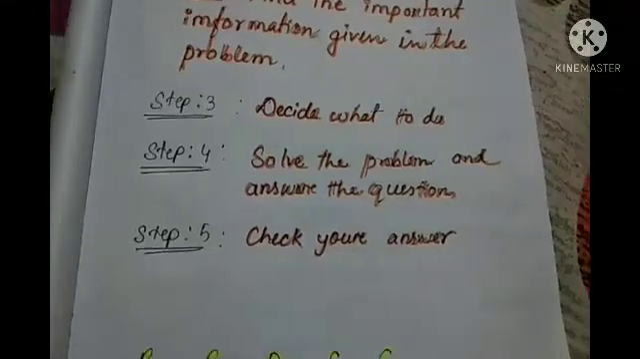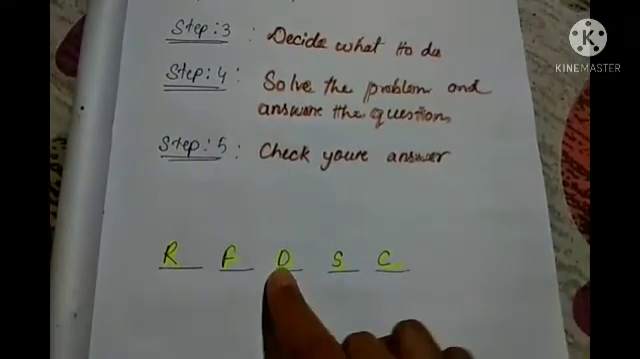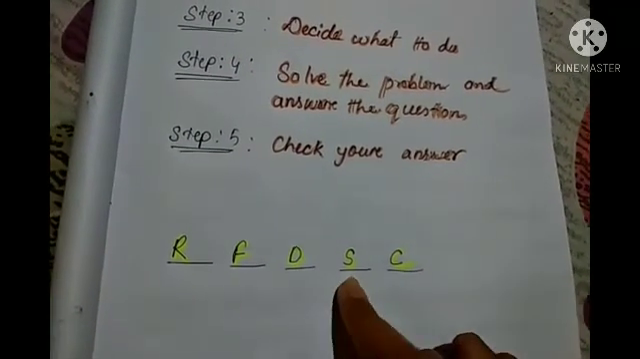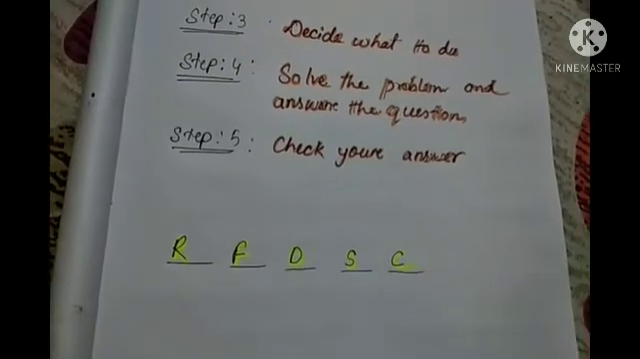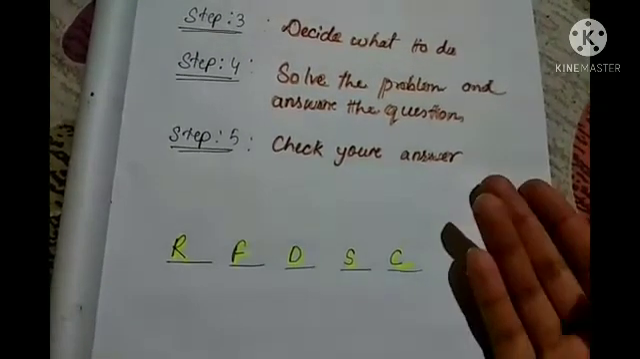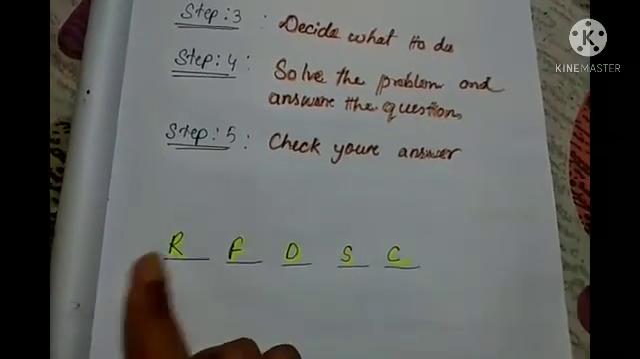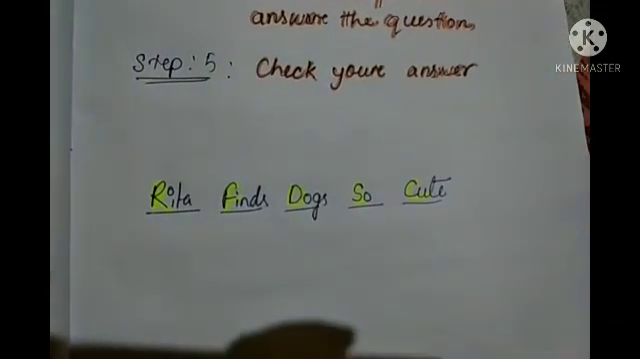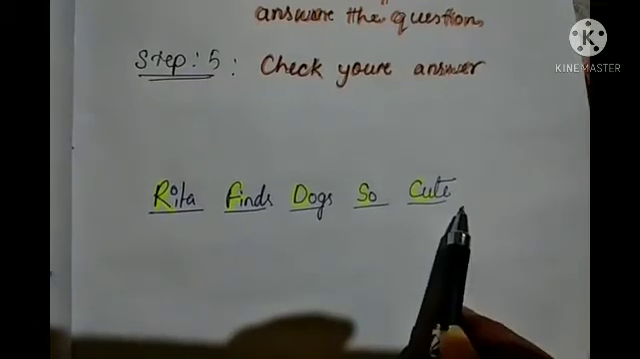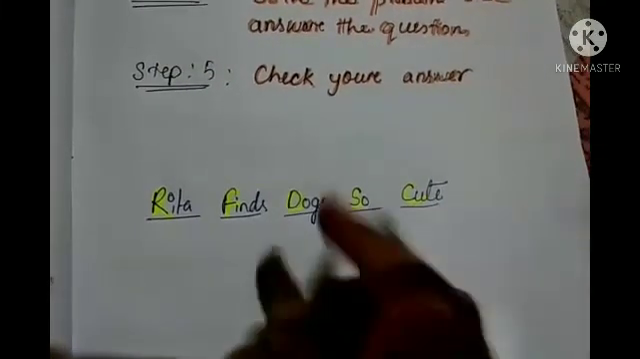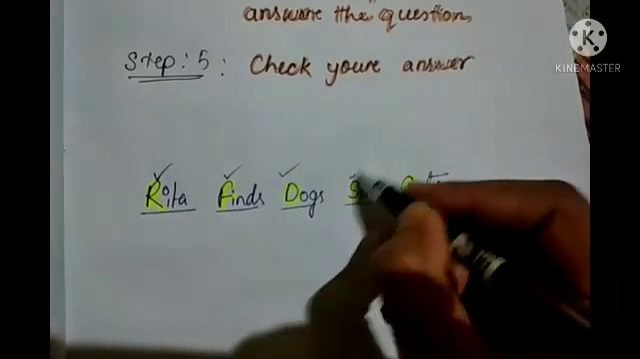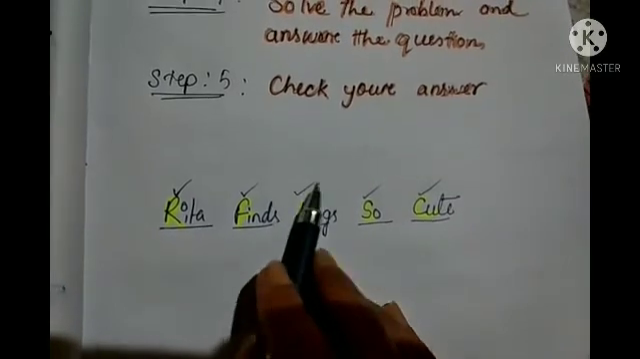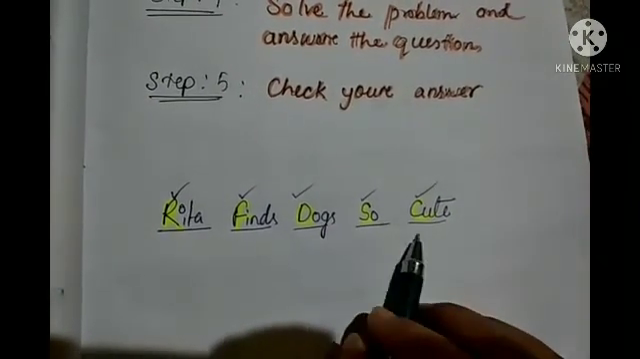Okay, so in short we can say this as RFDSC. That means read, find, decide, solve and check. Okay, to remember these 5 steps you can also remember a sentence like "Rita finds dogs so cute". But this is just a sentence to remember the 5 steps; you have to follow the letters. R for read, F for find, D for decide, S for solve and C for check.